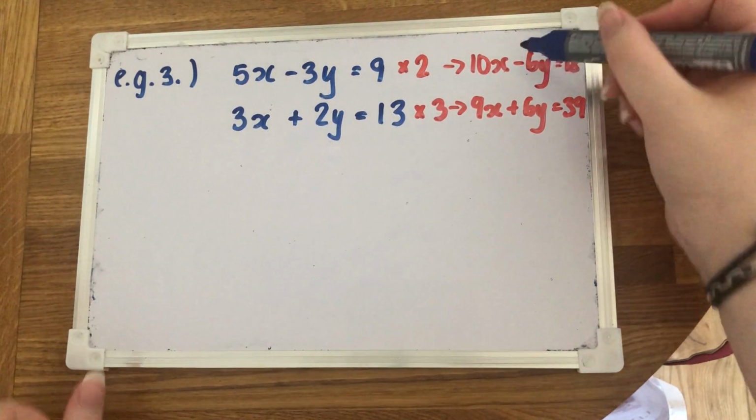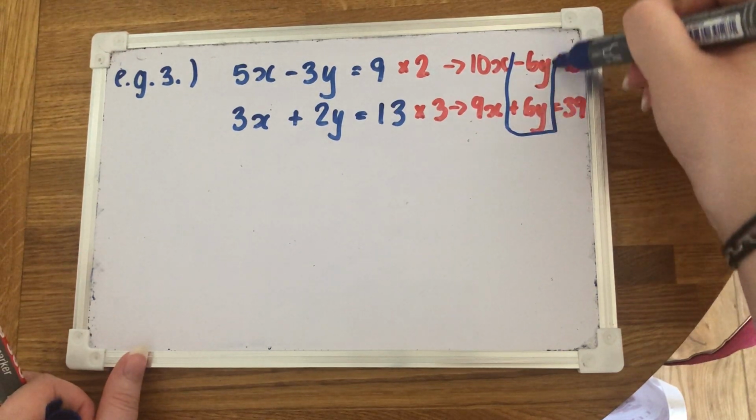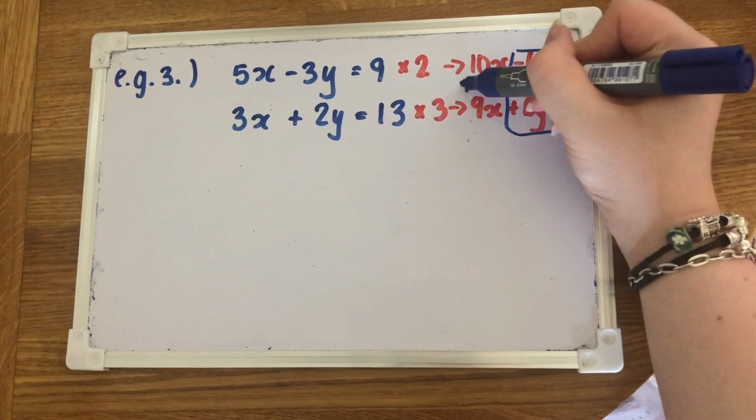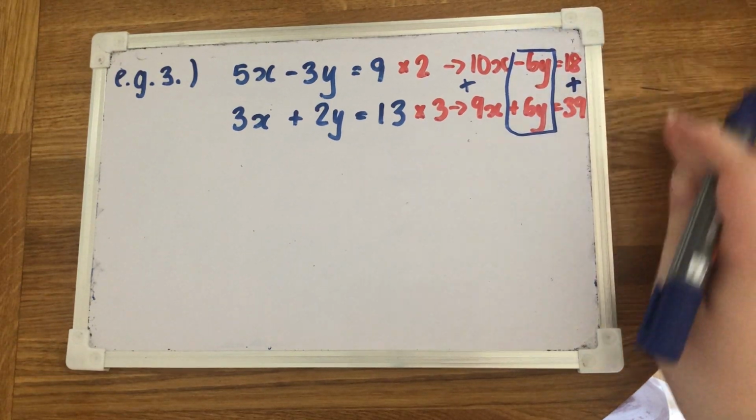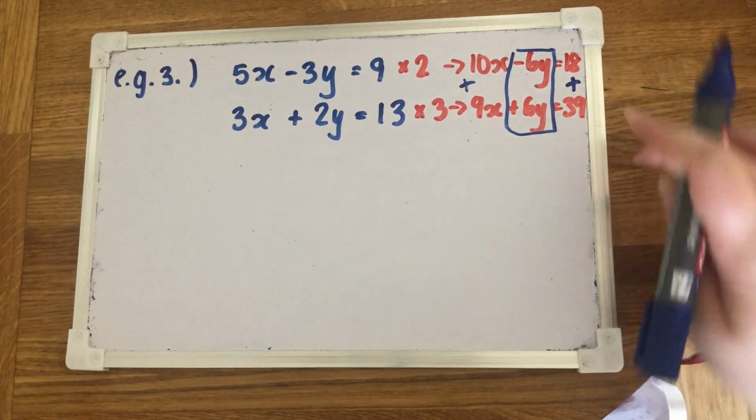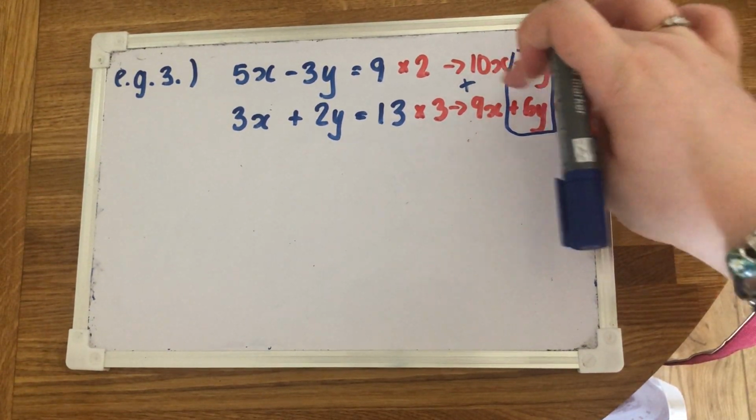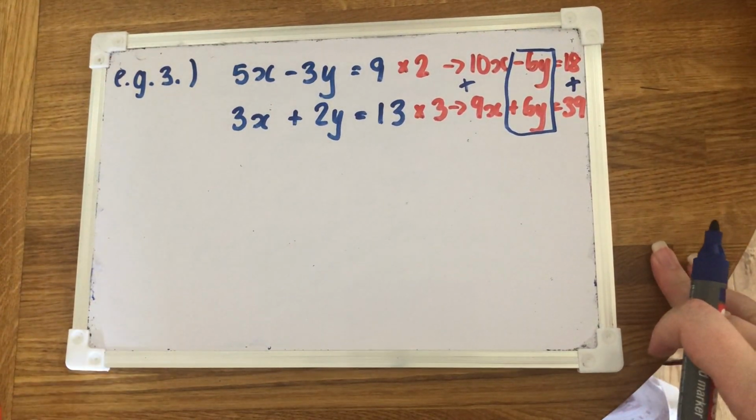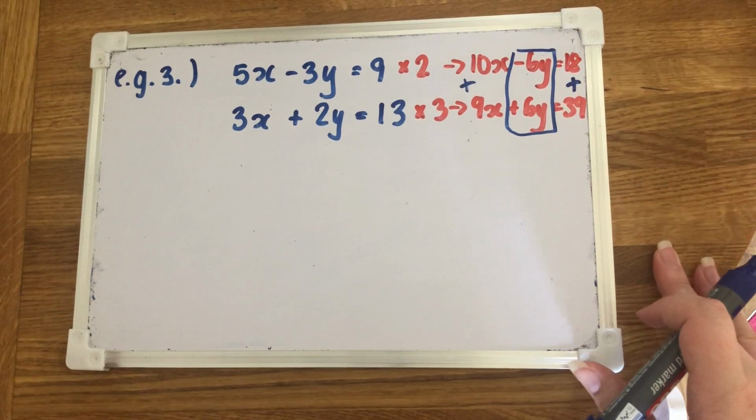Okay, so now we can see that we've got the same number of y's. Now, as we said before, so that we can eliminate those, we're going to have to add them together. Okay, because if we took them away, it would be negative 6y take away 6y, which would give you negative 12y, okay, which wouldn't get rid of them. Okay, so we're going to add them.